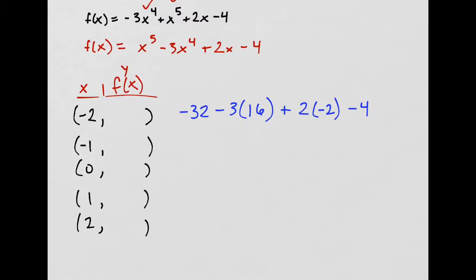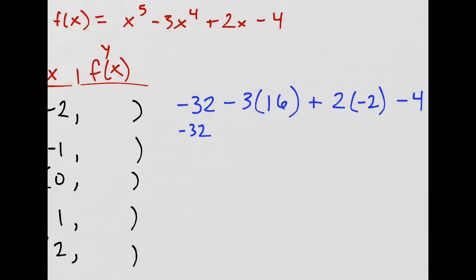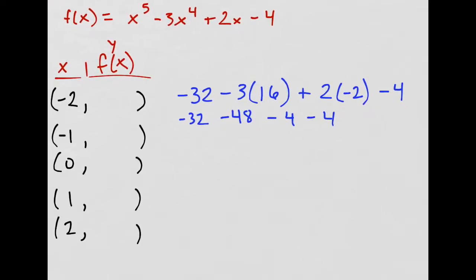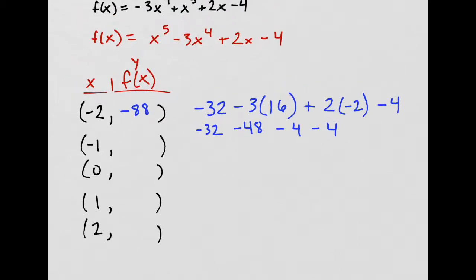So what does this come out to be? It's just simplifying. -32. I mean, it takes a lot of work, but hopefully you have a calculator, so you can do it on the calculator. 3 times 16 equals minus 48. No, that's minus 4, and then minus 4, right? Because plus a negative becomes a subtraction. Then I could just do all of this in my calculator. Negative 32 minus 48 minus 4 minus 4 equals -88. Great. Wow, that's a lot.